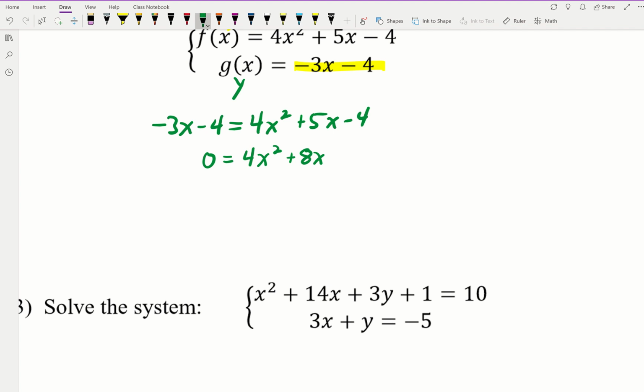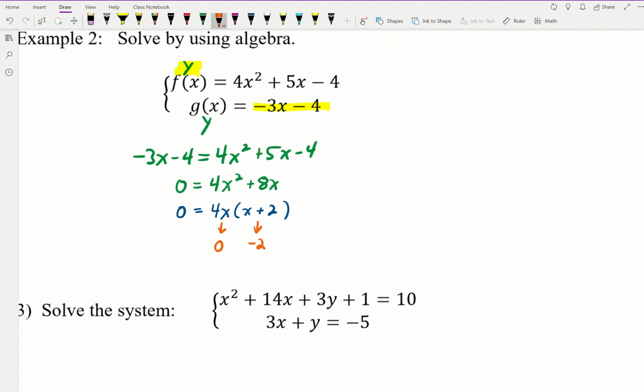All right. So then from here, when I go to factor this, I'm going to look for a GCF, which is going to be 4x. And then the other factor is x plus 2. Once it's factored, I can find my solutions for x, which from here would be 0, and here, negative 2.